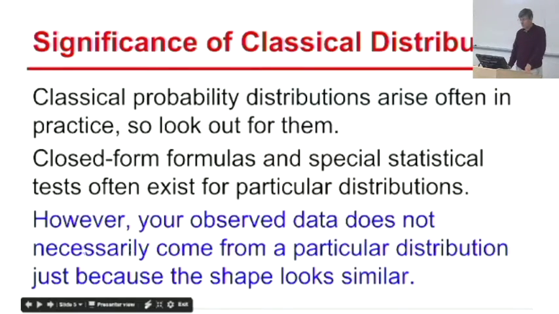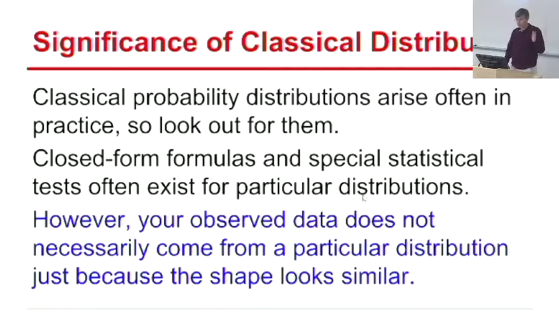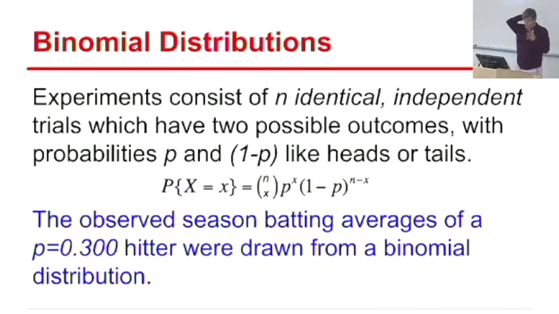The warning I'm going to give is that just because data looks like it comes from a particular shape doesn't mean it necessarily comes from a particular distribution. Okay? But I still find it very, very useful to look at a data set and, when you look at a frequency distribution, figure out what is causing it. Okay? Any questions?